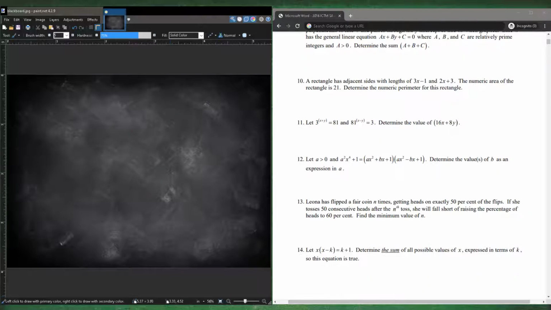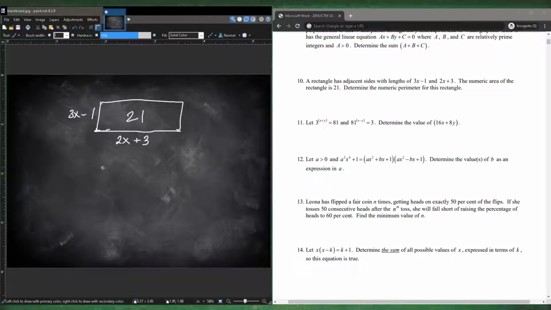Number 10. A rectangle has adjacent sides with lengths 3x minus 1 and 2x plus 3. So we could draw a picture. Usually for geometry, I like to draw pictures. So 3x minus 1. It doesn't have to be really precise, just draw it decent enough for you to get a general idea. And then the area is 21.